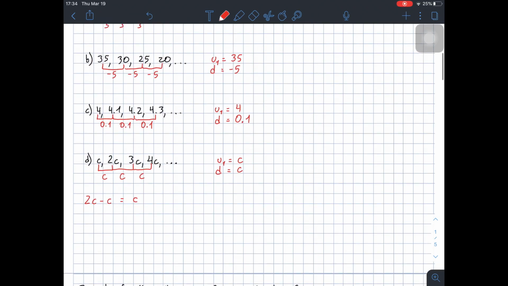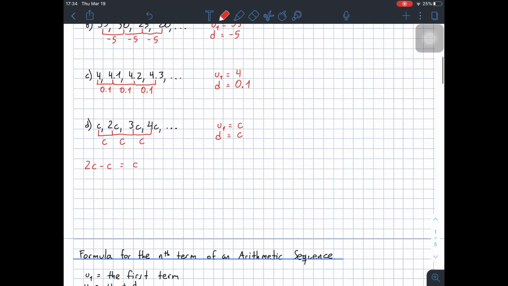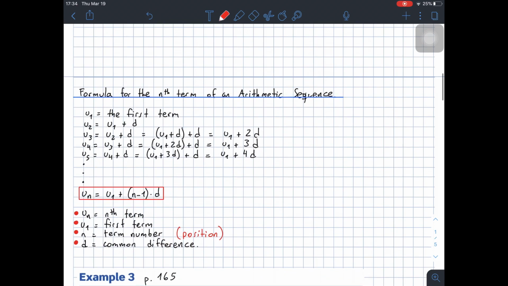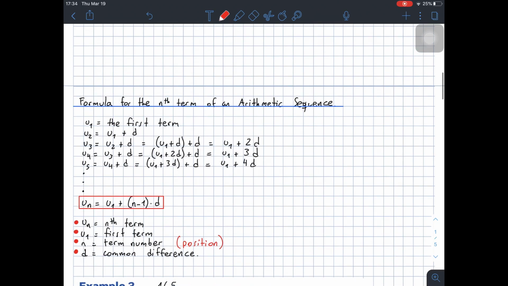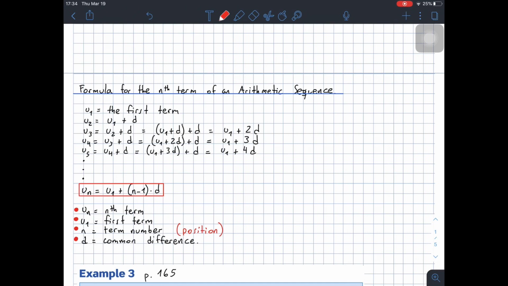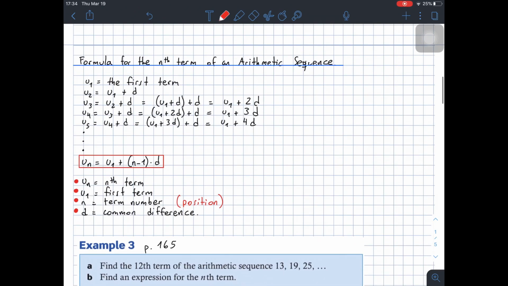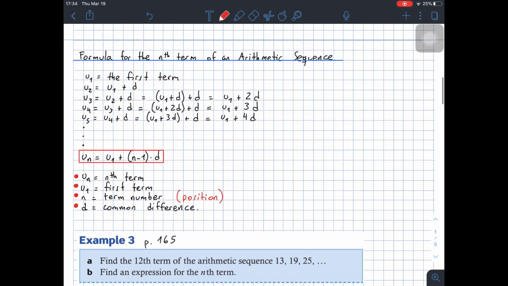Whenever we are talking about an arithmetic sequence, we will always need to identify the first term, u1, and the common difference, d. Okay, now I'm going to show you the formula to calculate the nth term of an arithmetic sequence. This formula is available in the official formula booklet of the IB. I'm going to show you that in a while. So, this is where the formula comes from.